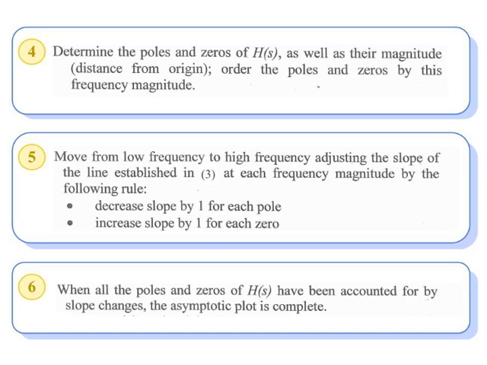When we finish that process, moving from low frequency to high frequency, and we've adjusted the line for each pole or zero we encounter in frequency, we've completed that process, we've constructed the asymptotic curve. And that is step 6.